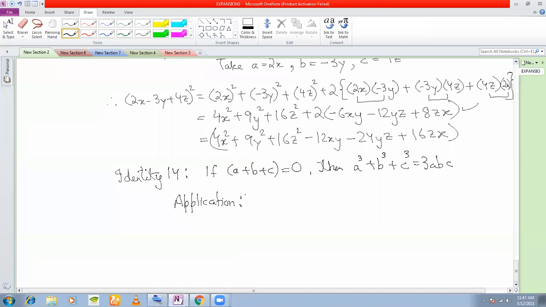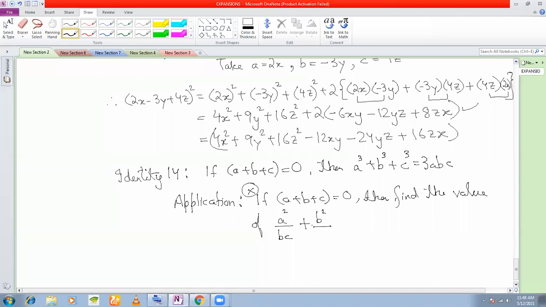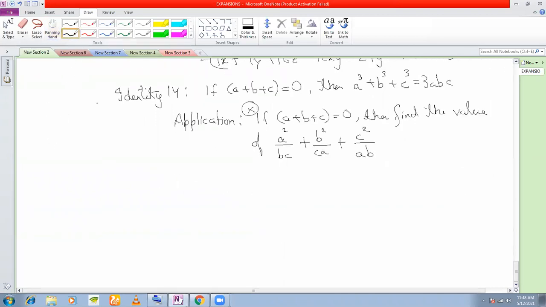Let's take this very simple sum. Sum is if a plus b plus c is equal to 0, then find the value of a square by bc plus b square by ca plus c square by ab. This is an important sum, okay? Remember, this is not as simple as the earlier applications. If it is given to you that a plus b plus c is equal to 0, then you need to find the value of this.